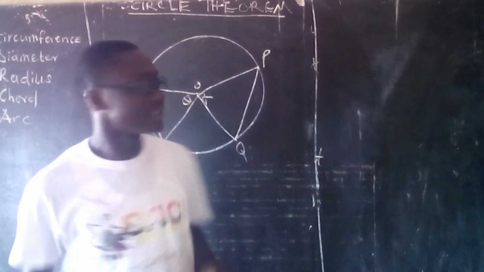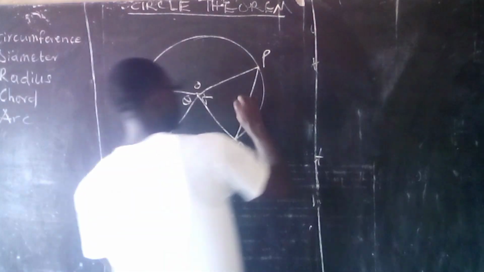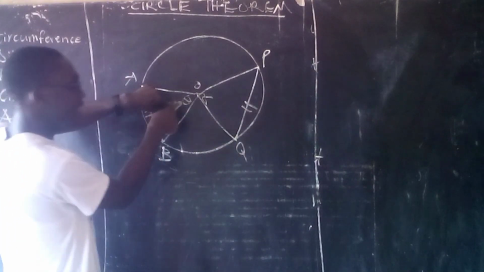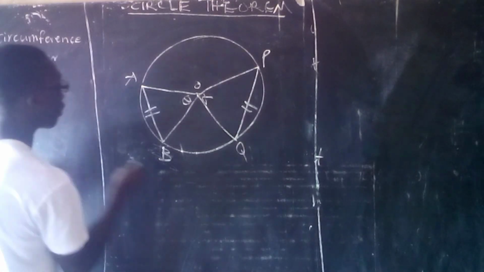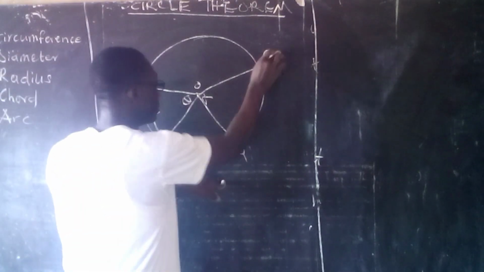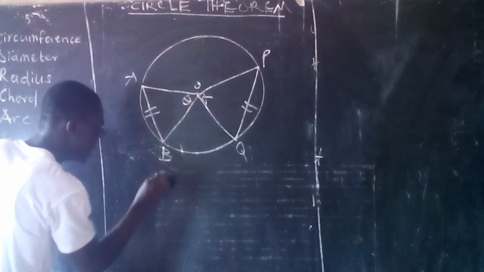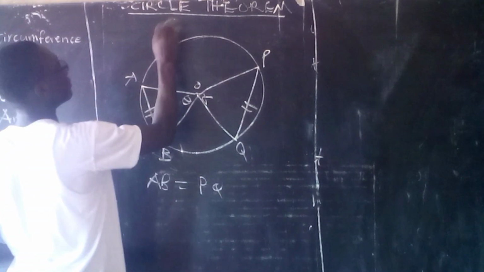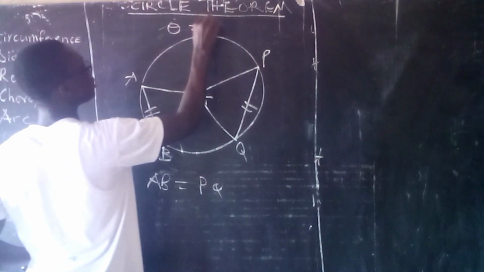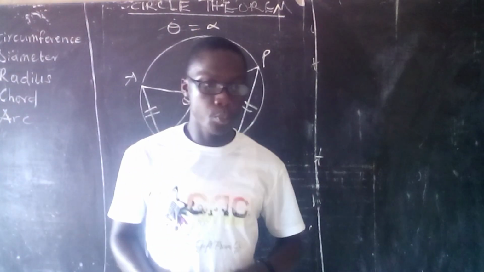We are saying that if the chord AB is equal to the chord PQ, then theta is equal to alpha. If chord AB is equal to PQ, then theta is equal to alpha. So this is the sixth property.